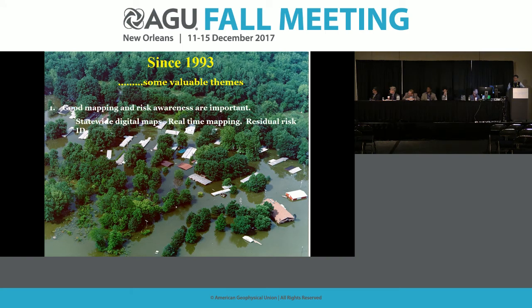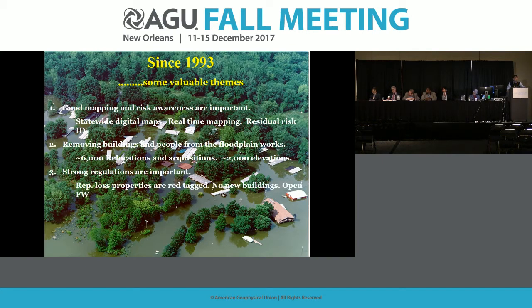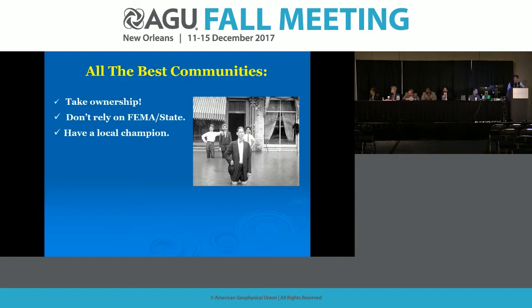First of all, good mapping and risk awareness are very important. We've got national digital maps now. We've got real-time mapping so people know exactly where it's going to flood and when it's going to flood. We've identified those areas behind the levee that have residual risk. We've realized that removing buildings and people from the floodplain works. There's definitely a benefit-cost ratio in doing that. Strong regs are important. To keep new buildings from going back into the floodplain is just as important as getting those buildings out of the floodplain to begin with. And then lastly, and probably the most important thing, is strong local officials are probably the most important variable of the whole equation.